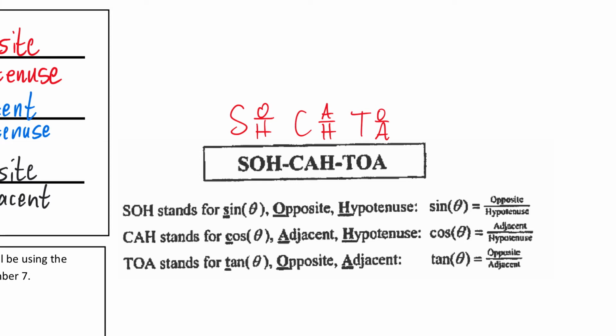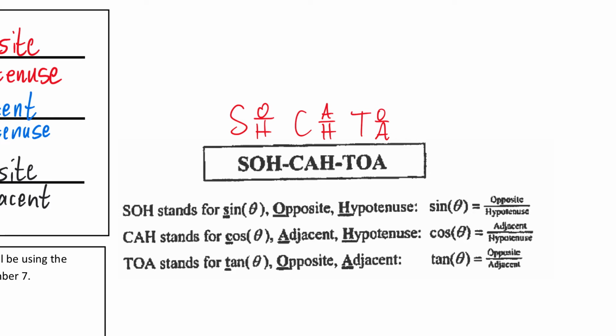So what do you think the S stands for? Sine. What do you think the C stands for? Cosine. And the T? Tangent. What does the O stand for? Opposite. The H? Hypotenuse. And the A? Adjacent. Yep, this is hypotenuse, opposite, and adjacent. So this right here is going to help us know what function we're going to use.